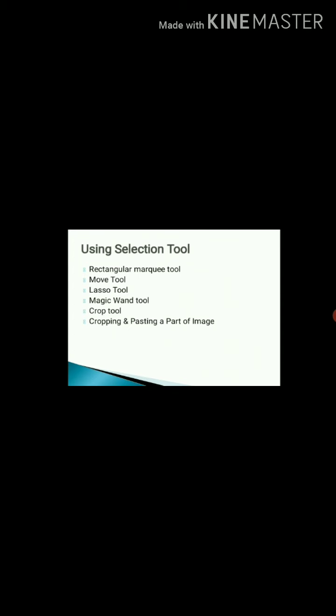Next is lasso tool. Lasso tool is a very important tool. If you want to select a particular portion, your face, your hair or your eyes, then you can use the lasso tool. So lasso tool is used to make freehand, polygon and magnetic selection. You just have to click on lasso tool and drag over the image, whatever portion you want to select.